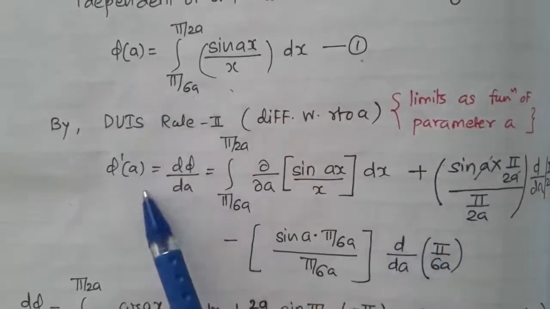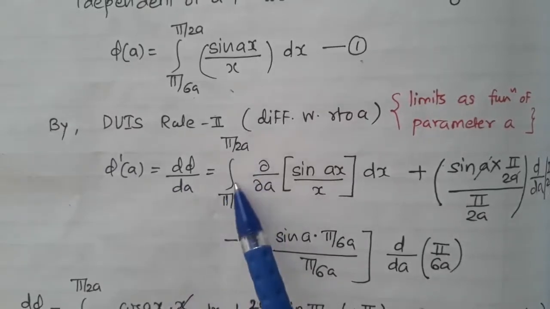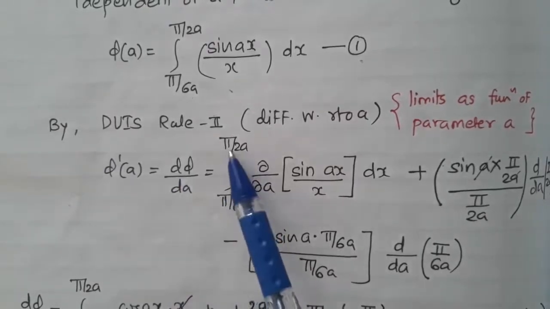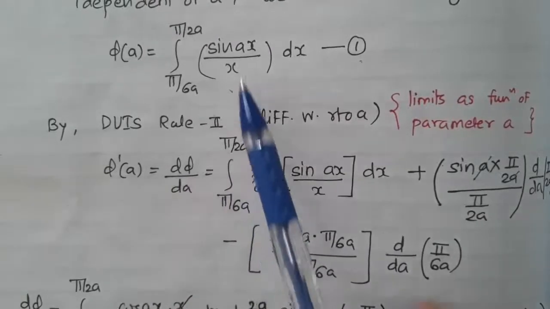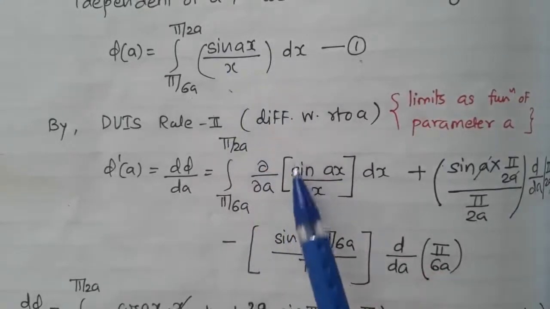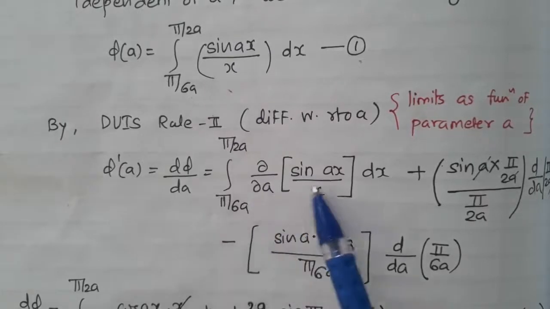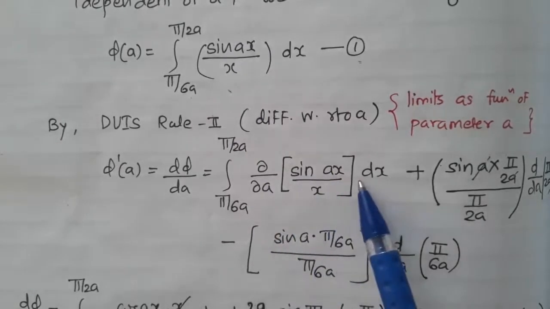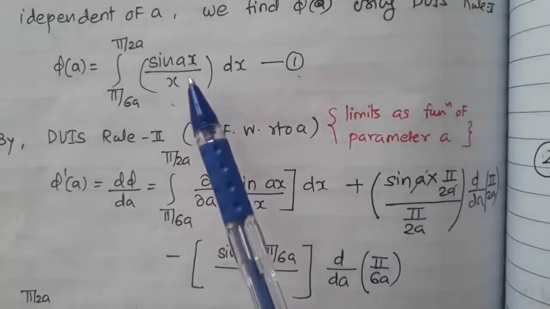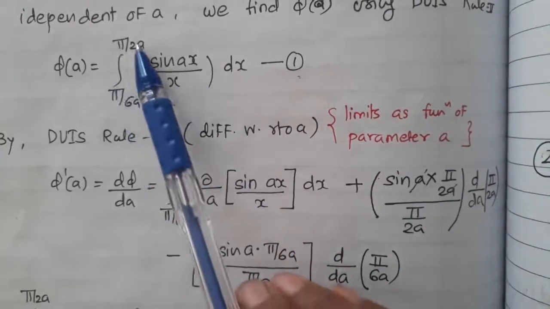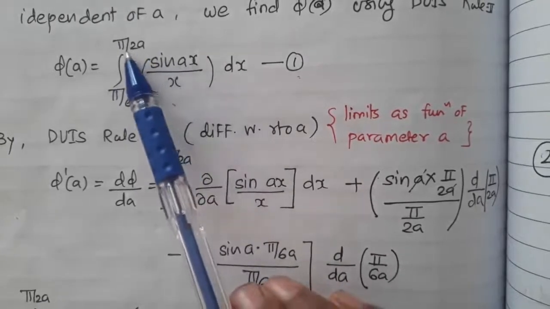Phi of a becomes phi dash of a, or you can write it as d phi by da is equal to the integral from pi upon 6a to pi upon 2a. First step from Leibniz rule 2: find the partial derivative of this function with respect to the parameter a. So partial derivative with respect to a of sine of ax upon x dx. Second step, here the value of this function at the upper limit. That means we have to replace this x by the upper limit pi upon 2a.